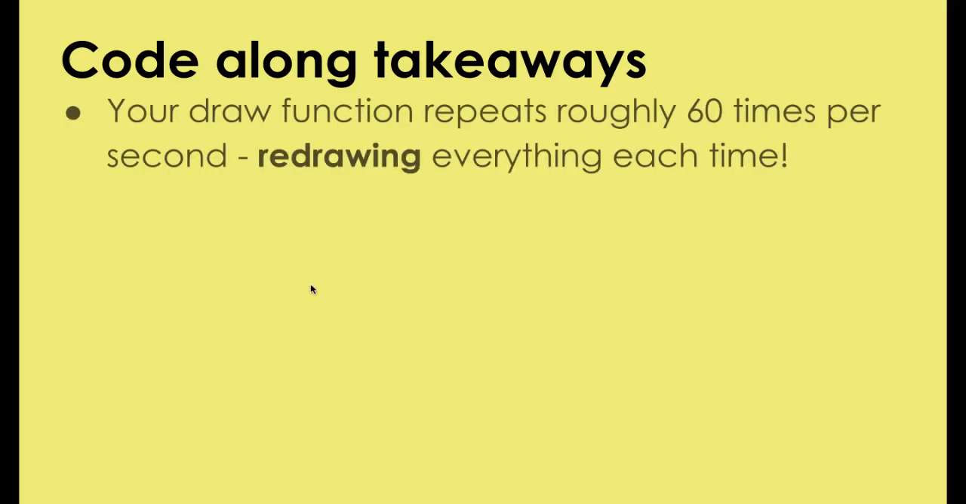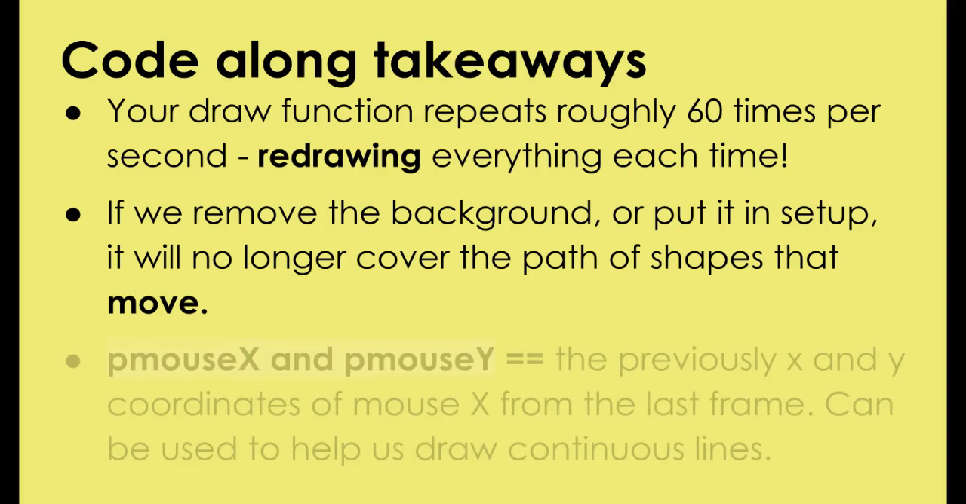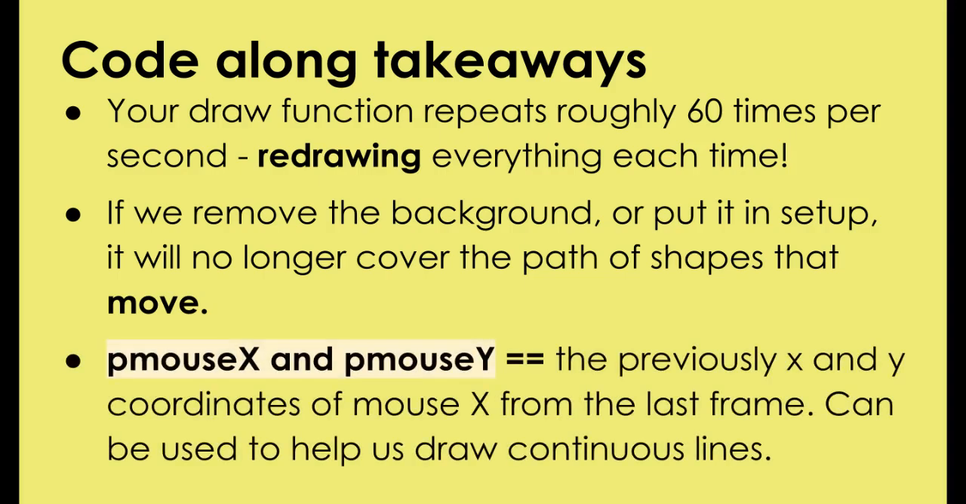Okay, so some takeaways are: your draw function repeats about 60 times per second, redrawing everything each time. If we remove the background or put it in setup, it will no longer cover the path of shapes that move. P mouse X and P mouse Y are the previous X and Y coordinates of the mouse from the last frame. They can be used to help us draw continuous lines.